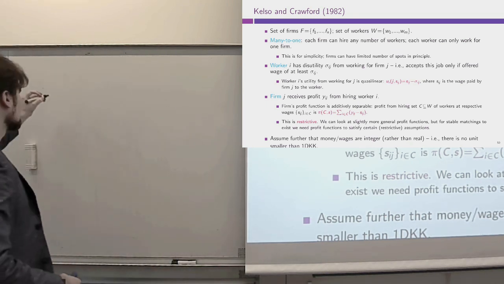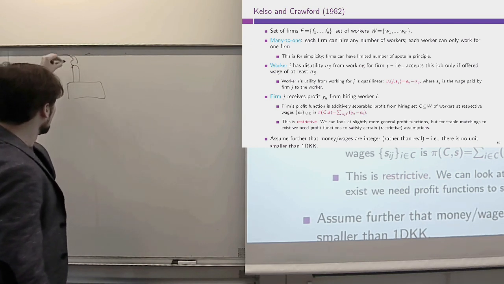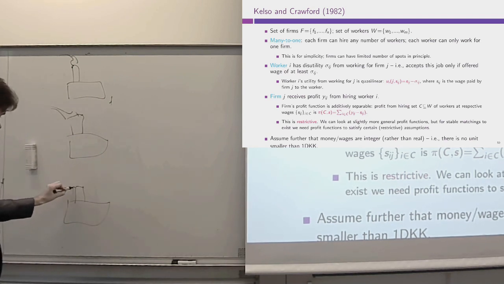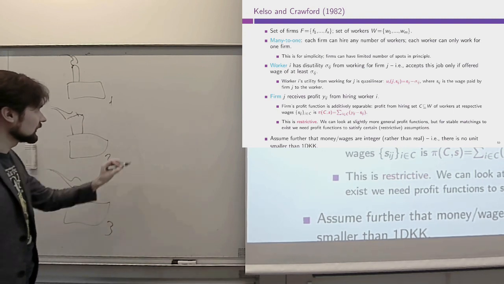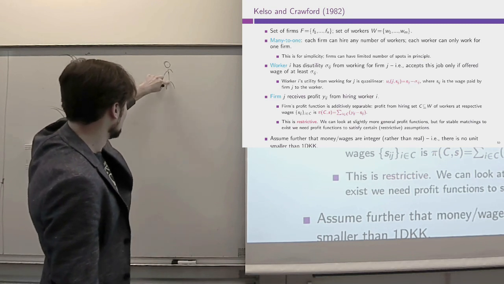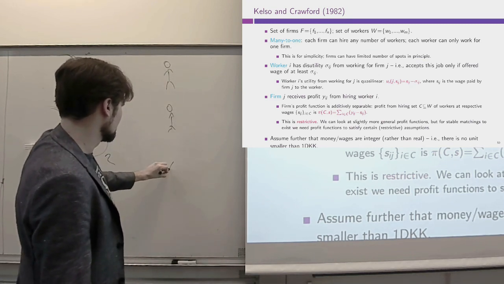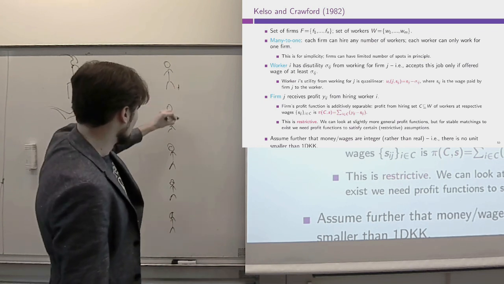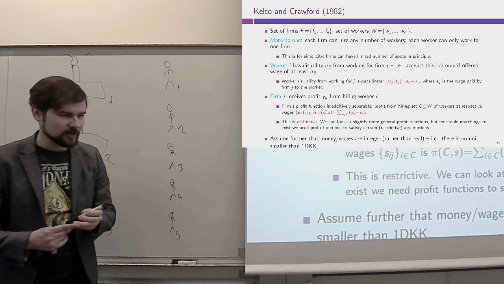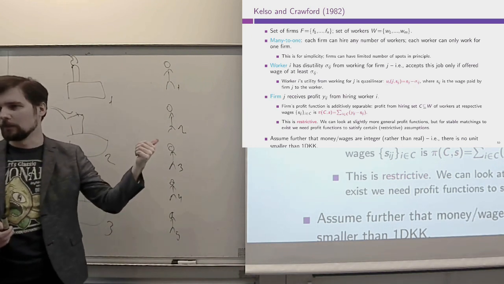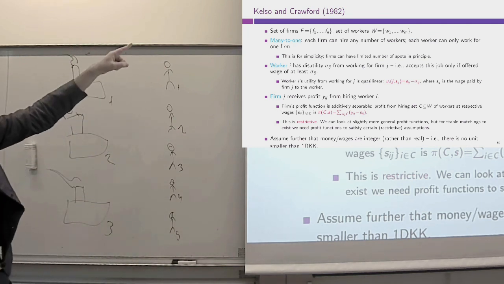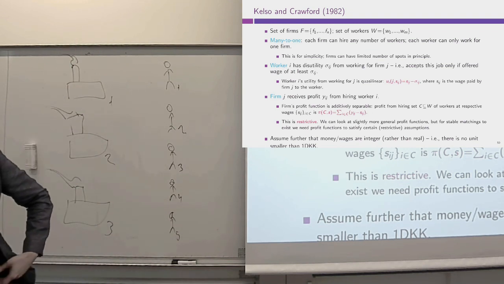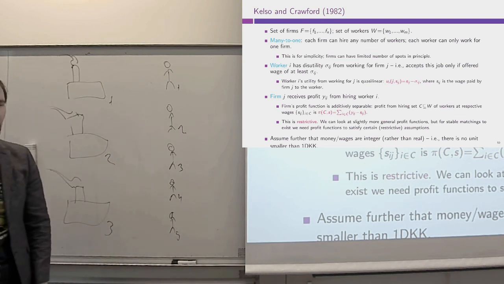Again, wall of text. Let's try to draw that. Firm 1, firm 2, and firm 3. They all have a number of workers in the market: 1, 2, 3, 4, 5. And we will actually not be looking at the marriage model in the sense that we will allow many-to-one matching. We will go even further and allow any single firm to hire any number of workers. So it might as well be the case that firm one hires everyone in the market in this model.